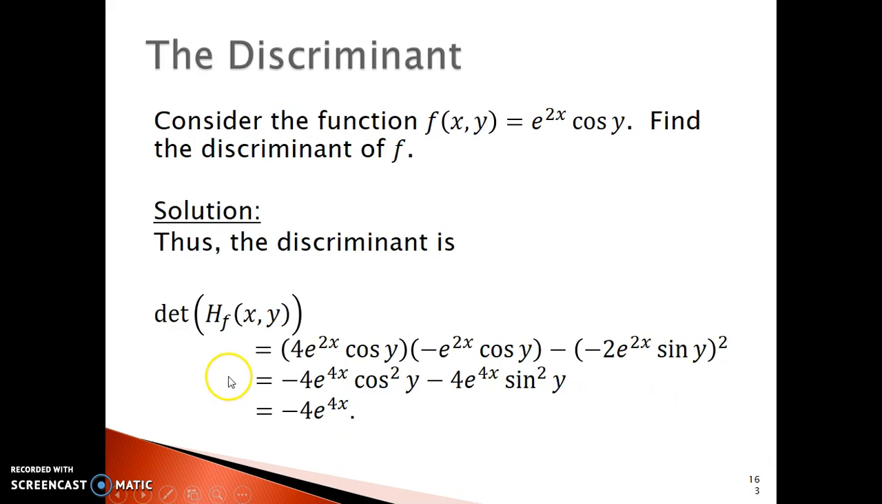And then we could evaluate the discriminant at any particular point that was in the domain, if we so chose. We could say, well, what is the discriminant at the point 1, 2? Well, you plug in 1 for x and 2 for y. Notice in this case that y has no bearing on the discriminant, so it would just be plugging in the 1 for x, and it would be negative 4 e to the 4th power. So you can find the discriminant then at any value in the domain.